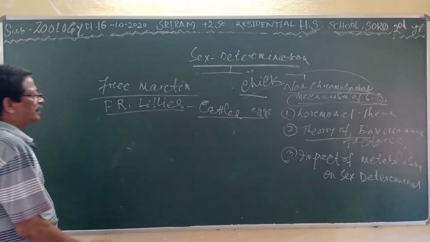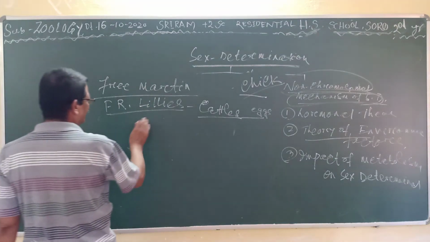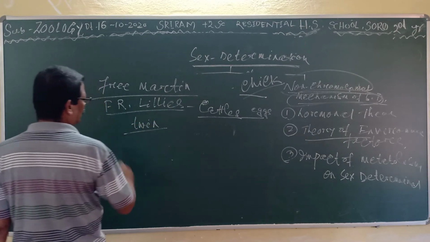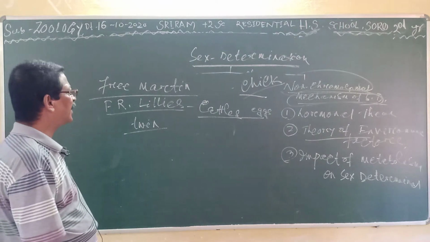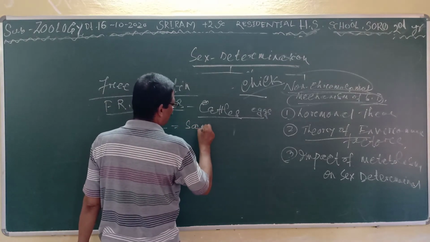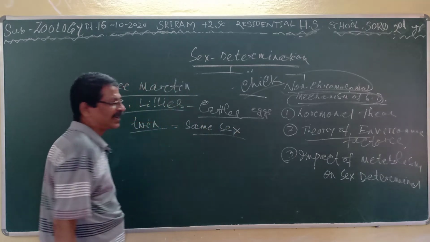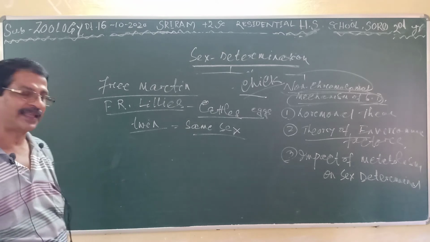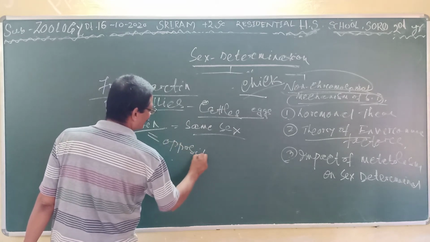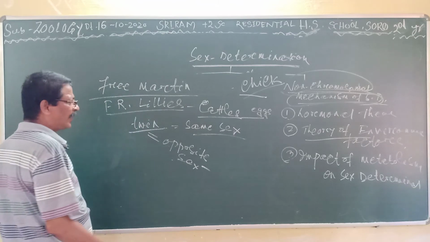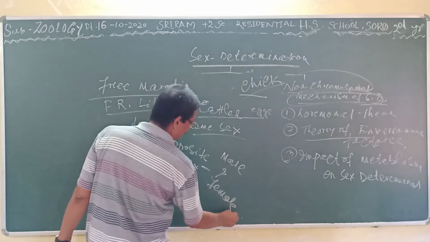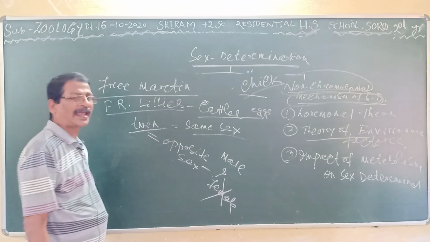Clear? Example, there are some examples for the production of twins in cattle, and these twins are of the same sex. If they are of the same sex, both male or both female, there is no inconvenience. But when the twins produced are of opposite sex, one male and one female, then that female will be sterile.